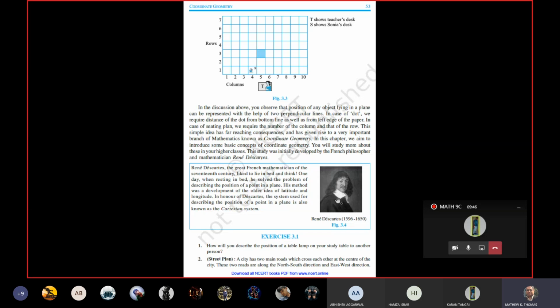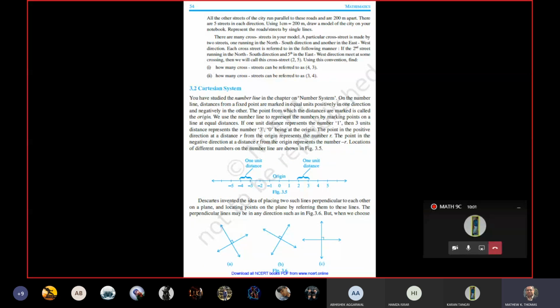Written down, the coordinate system was given by a French mathematician by the name of René Descartes. Hence, it is also referred to as the Cartesian system.